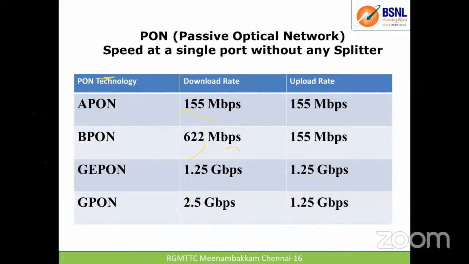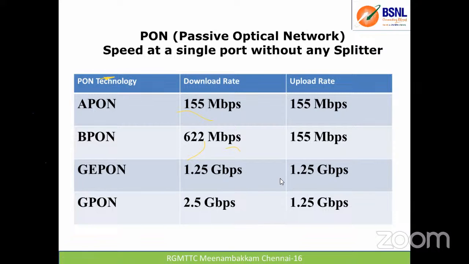Then passive optical network. Now most of the FTTH vendors are using only EPON and GPON. GEPON stands for Gigabit Ethernet Passive Optical Network, and GPON is Gigabit PON. What is the difference between GEPON and GPON?